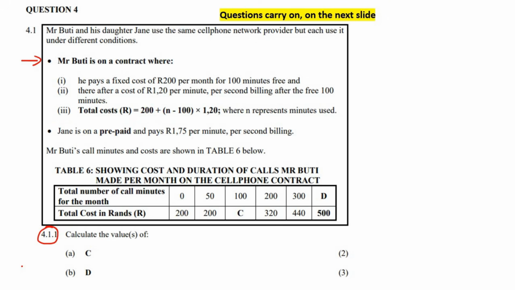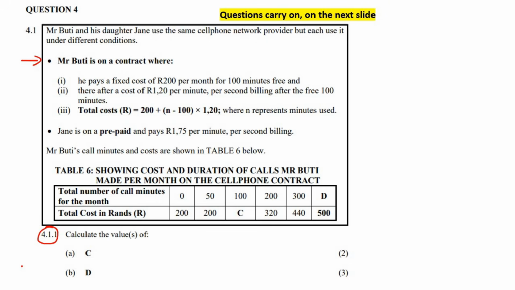That's just a little formula that they're giving us to calculate what his total cost would be. Jane is on a prepaid, so she doesn't have a contract, so she doesn't pay 200 Rand per month. She just pays R1.75 per minute. That's it. Hers is very easy and simple. So let's have a look. It says calculate the values of C and D.